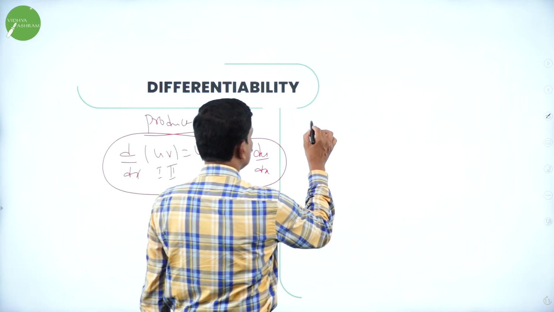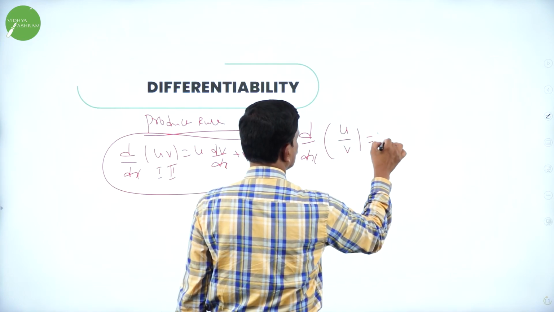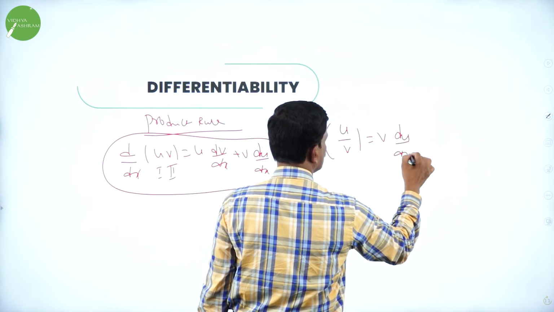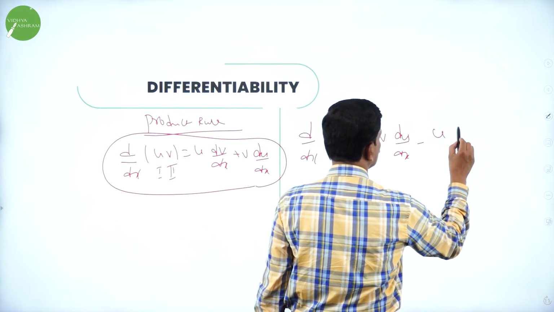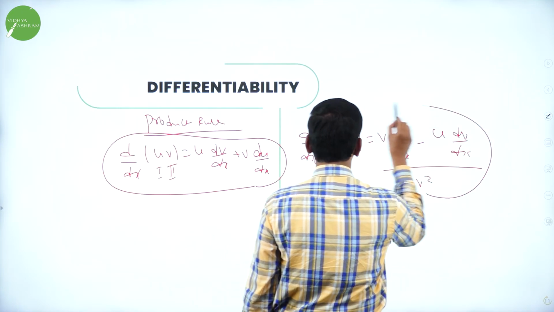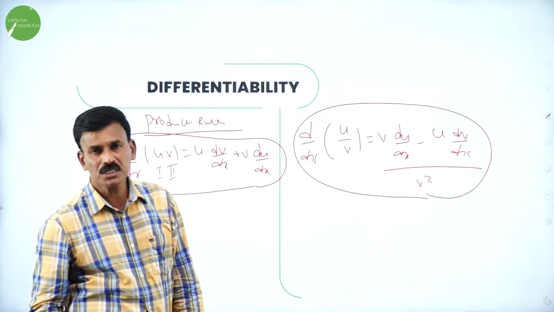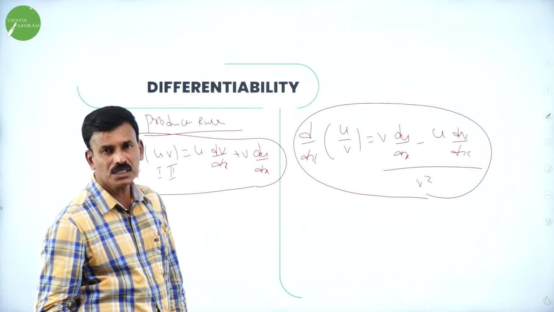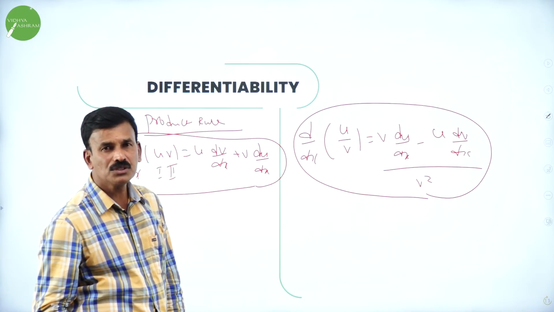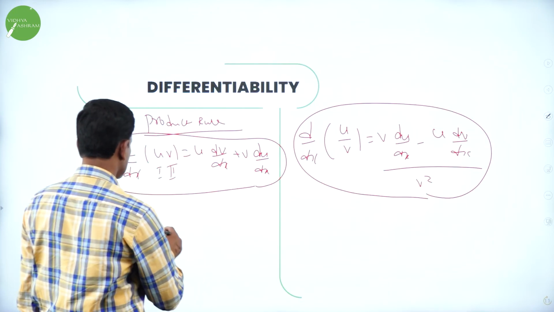On the other hand, you might have studied the quotient rule. D by dx of u by v is equal to v into du by dx minus u into dv by dx divided by v square. This is called the quotient rule. D by dx of numerator by denominator is denominator into differentiation of numerator minus numerator into d by dx of denominator divided by denominator square. Let me take one small example.